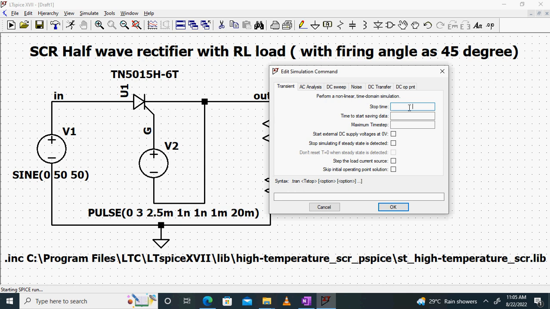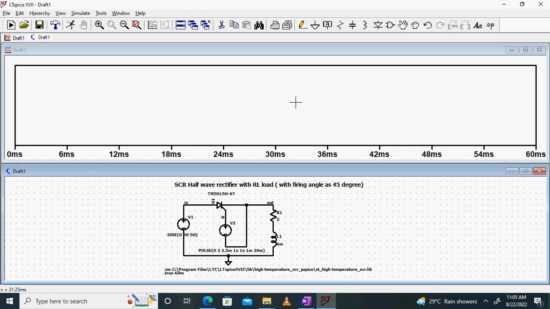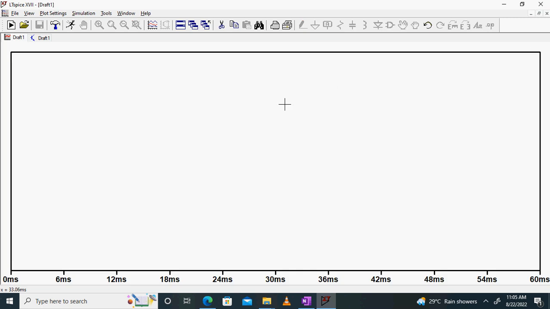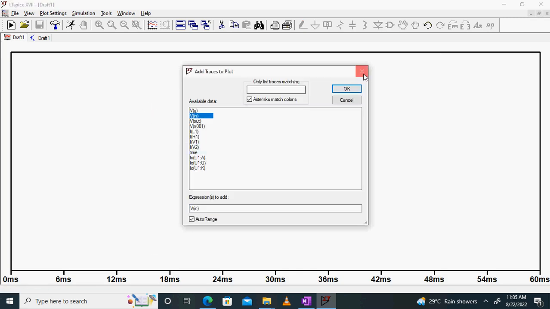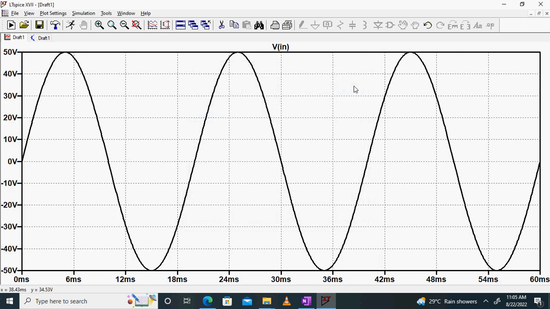Now the stop time, how to decide the stop time? One period is 20 millisecond. So if I want to view 3 cycles, I can give it 60 milliseconds over here and click on OK. Then the screen will appear. I have to maximize that. Right click, add trace, and I plot V in, V in with respect to ground. So this is what I have, right? 50 volts peak value, one time period is around 20 millisecond, and we have 3 cycles over here.